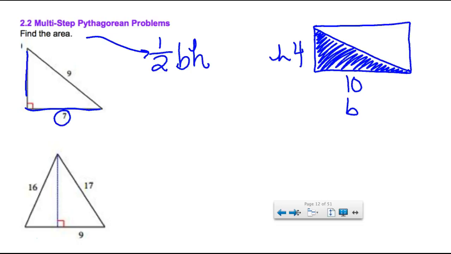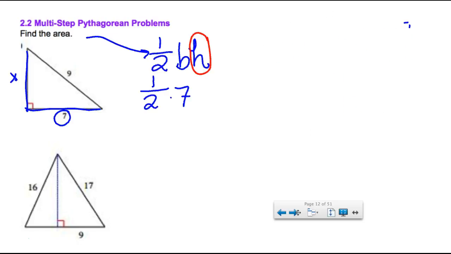The height to that base is unknown. You can call it X or H for height or A for leg. You can call it anything you want, but I need to go find it because it needs to replace the height variable in my formula. So off on the side, I'm going to figure out what H is. Let's call it H. I'll make it a little clearer.